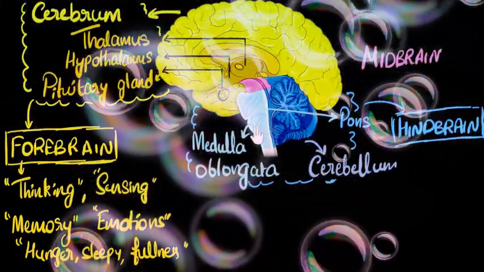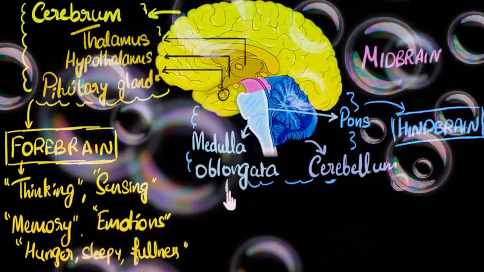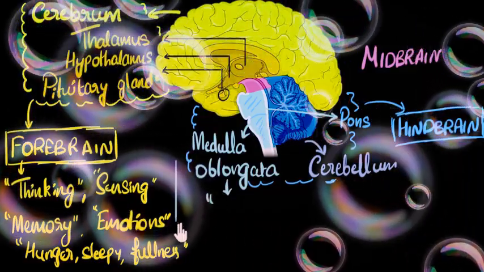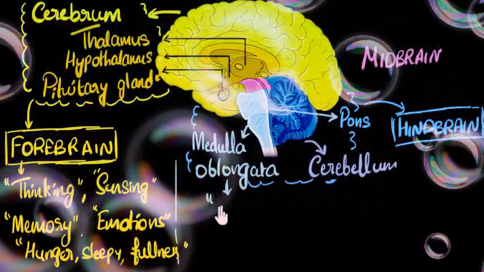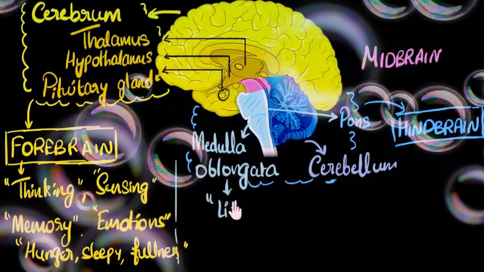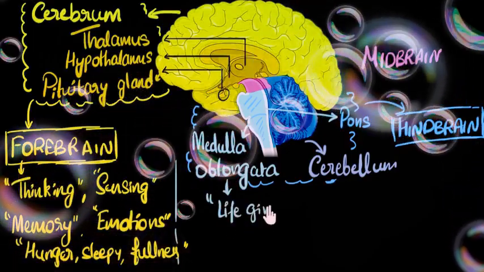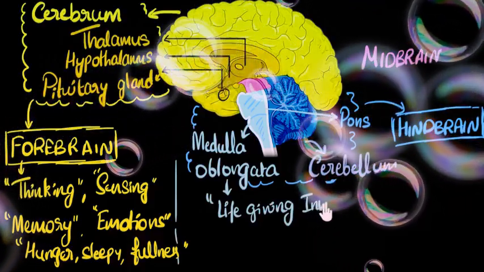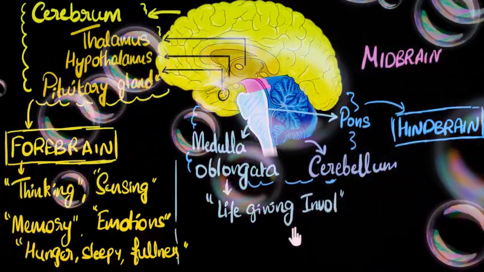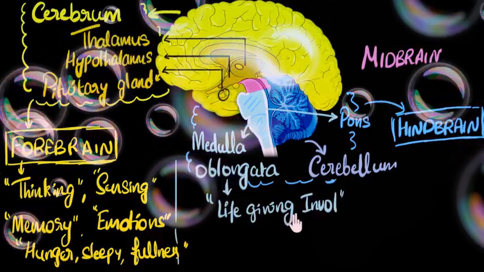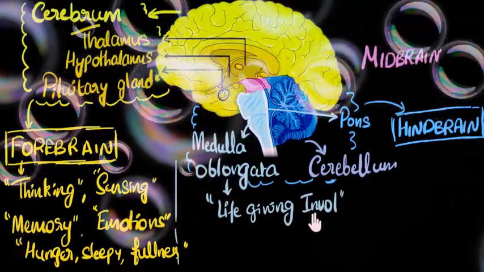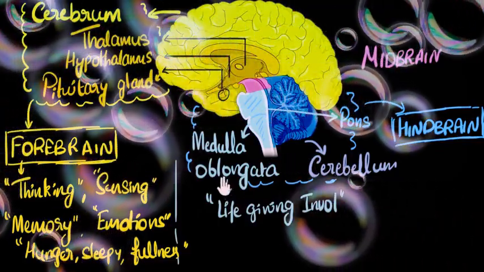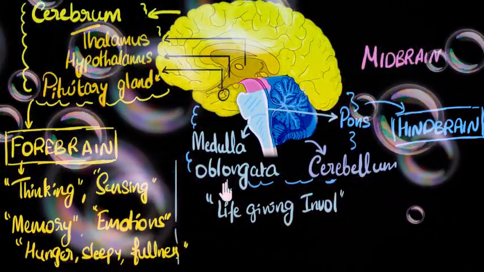So what does the medulla oblongata do? Well, again, it controls most of the life-giving involuntary processes. That means these are the most essential for life, like your heart beating, your breathing, digestion, all of those essential things are taken care by your medulla oblongata.